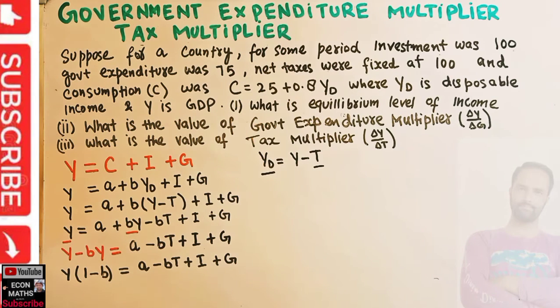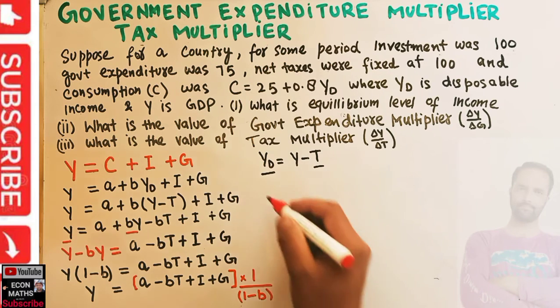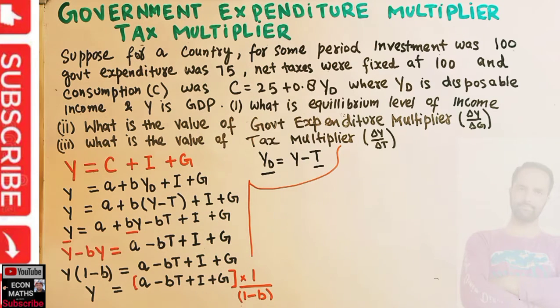Let me see if I have the space here. Yes, I do have. I can do one thing here. If I write it here like this, Y is equal to A minus BT plus I plus G. Let me write them in brackets. And transposing this 1 minus B to RHS, since it is here multiplied, when transposed to RHS, it will get divided. So it will become 1 upon 1 minus B. I hope I am making myself clear. Now give the variables their value.